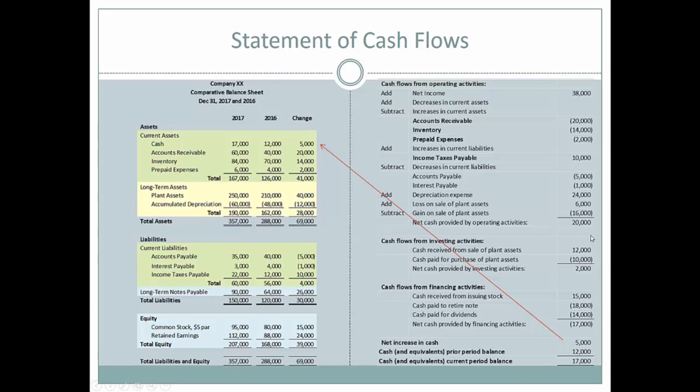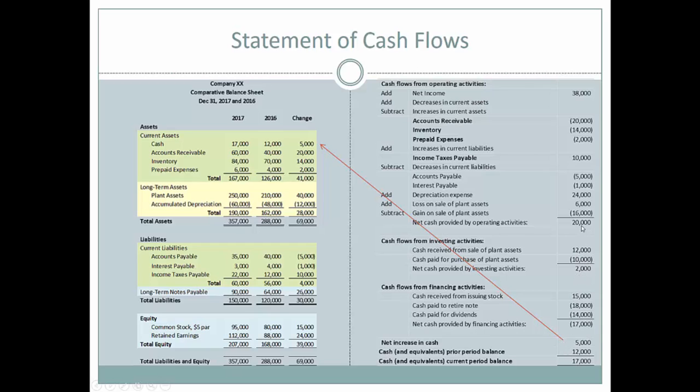Our net cash provided by operating activities, $20,000. Net cash provided by investing activities, $2,000. And net cash provided by financing activities, $17,000. So we can look at this a little bit, and we see that our operations yielded $20,000, $18,000 of which we used to retire our note, which was a good deal. We paid out some dividends. We issued some stock. Not much going on here in investing activities.